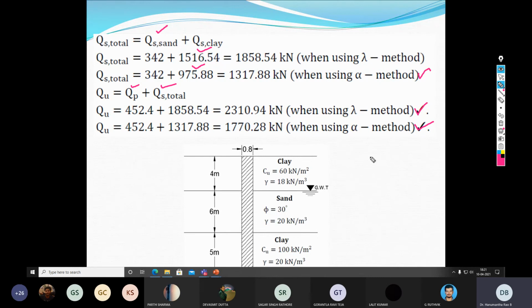Now depending upon your knowledge and your expertise, you can pick either 2310 or 1770. Now this is the ultimate capacity. So now how do you calculate the safe load?